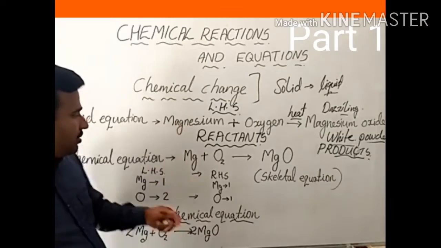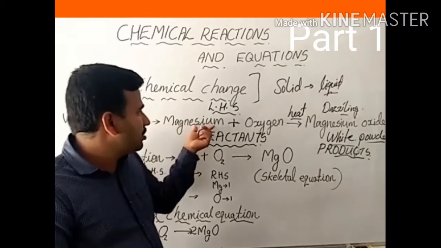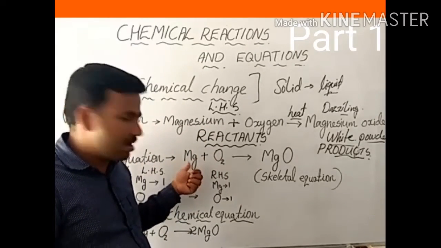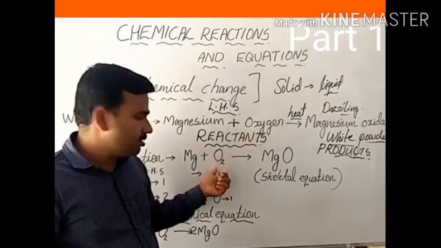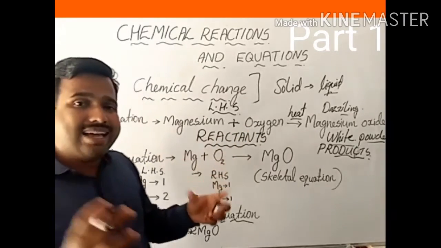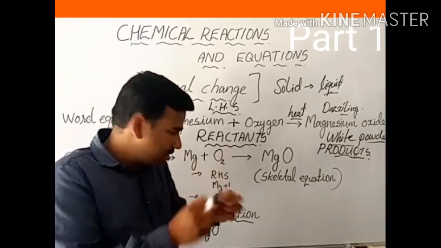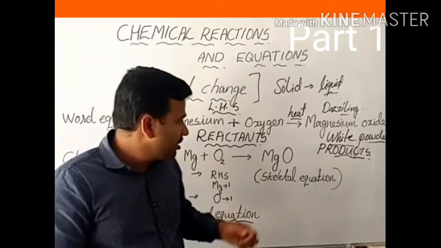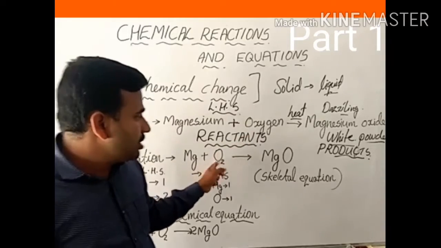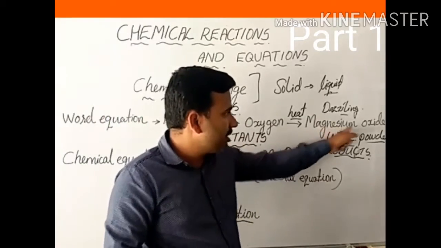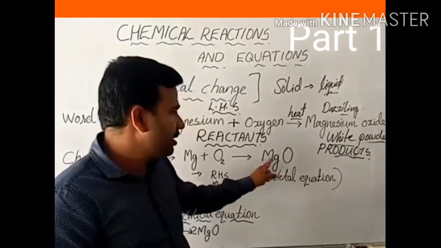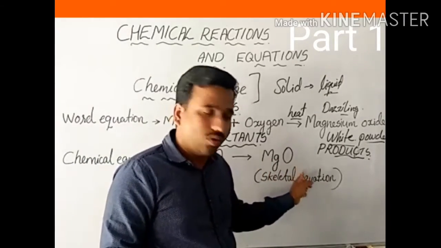So instead of that, we know, last year we studied, that the symbol for magnesium is Mg. The symbol for oxygen is O2. Oxygen normally exists in the form of a molecule, that means two oxygen atoms combine together to form an O2 molecule. So that's why we write oxygen as O2. As a result, the formula of magnesium oxide is MgO.